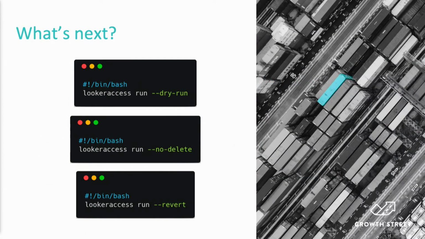We want to implement a few flags in the tool. We want to implement dry runs so you can verify changes ahead of time. No delete in case you don't want to delete settings that are missing in your file. And revert, which would automatically rerun the command on your most recent history file.